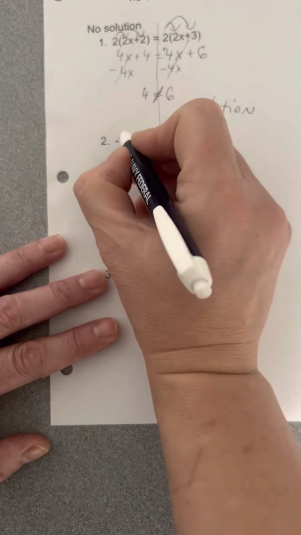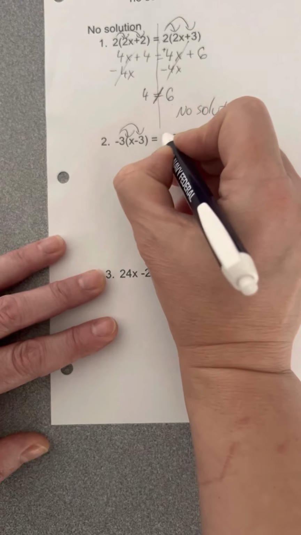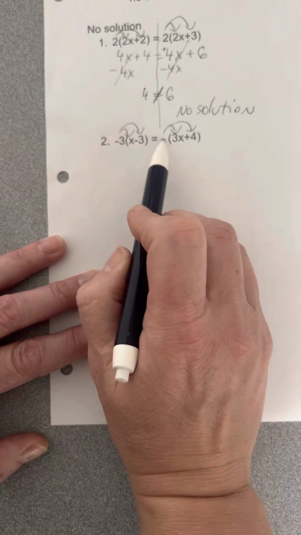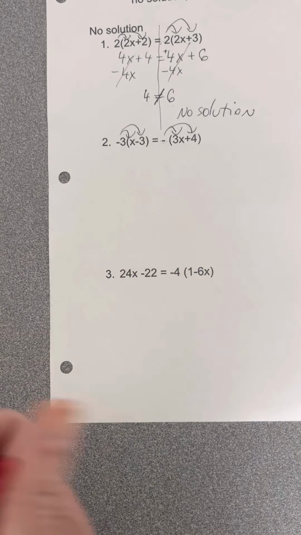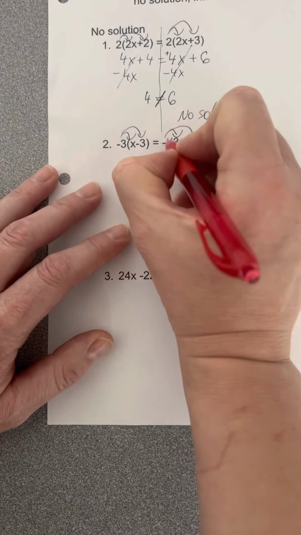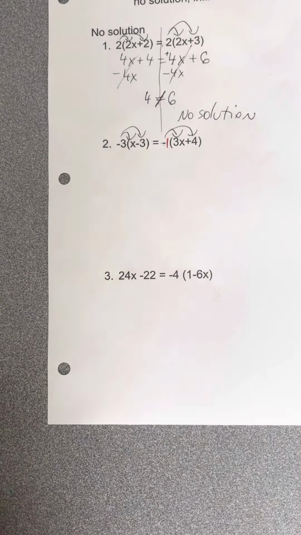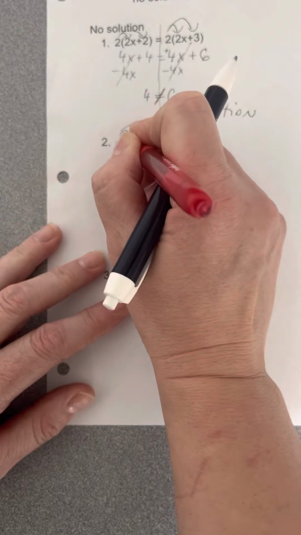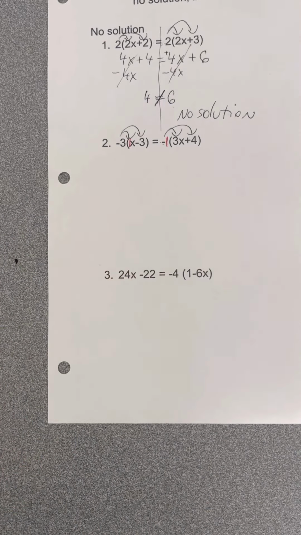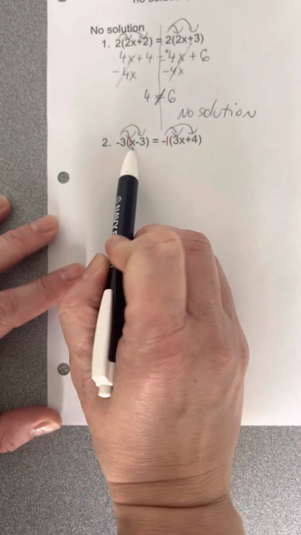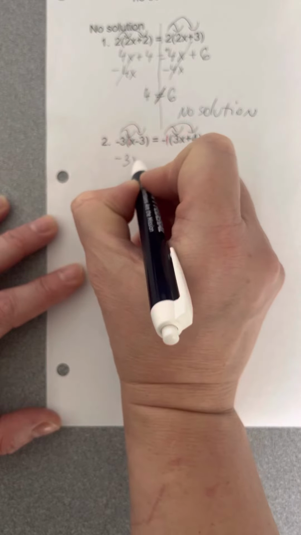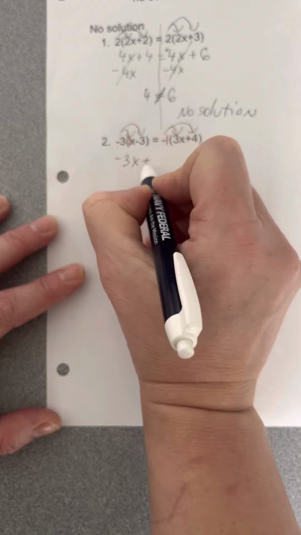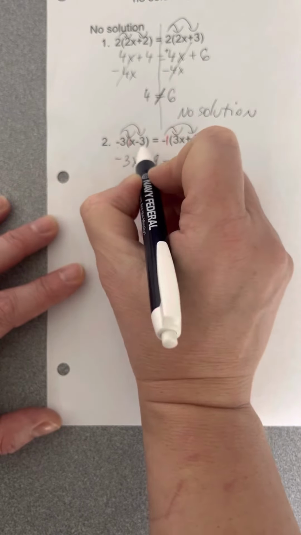Next one, same deal. We're going to distribute. Now, before we start distributing, see that negative here? I recommend putting 1 there. That way you don't miss that. So let's do one side at a time, and you could put 1 here. That way you know what you're multiplying. Negative 3 times 1 is just negative 3x. And negative 3 times negative 3 is plus 9, because negative times negative is positive.